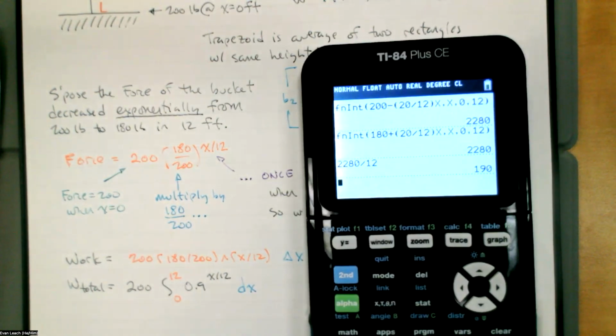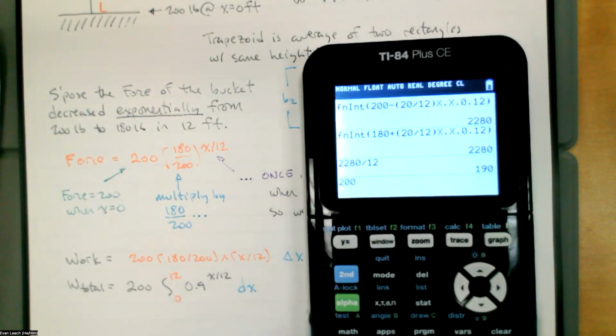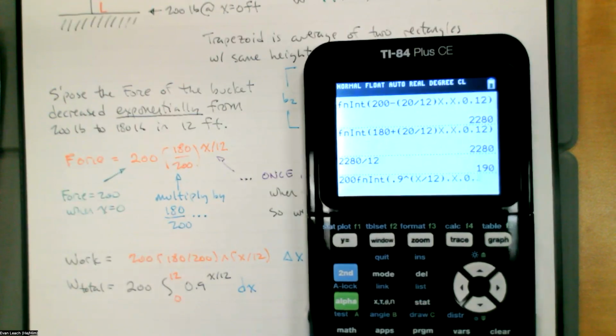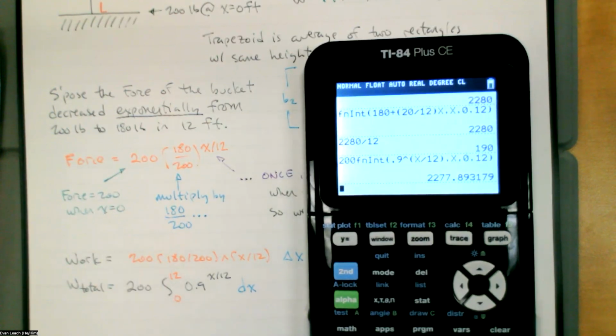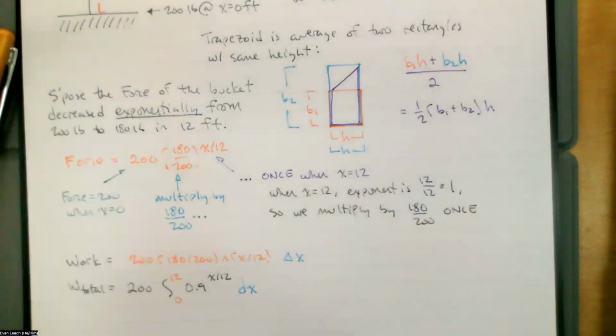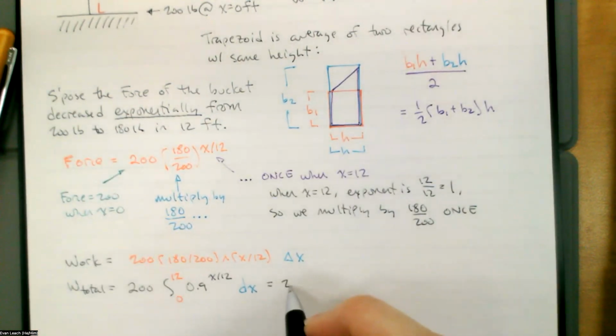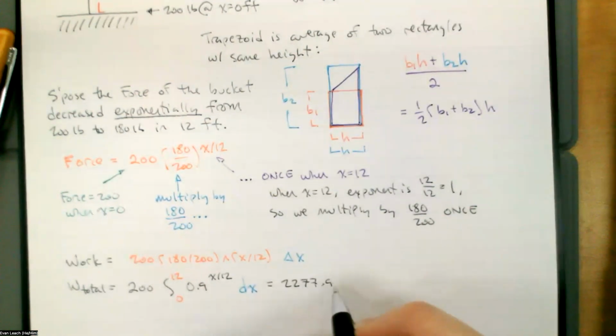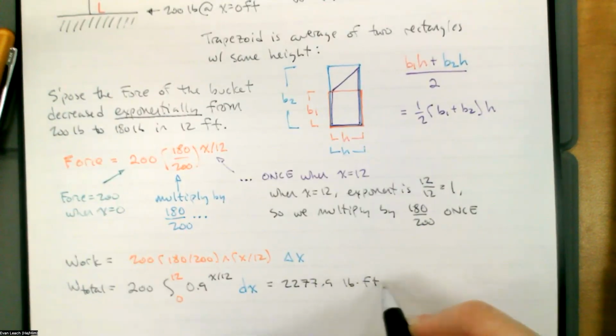Then we grab our calculating machine and we do 200 times the integral of 0.9 to the x over 12, with respect to x, from 0 to 12. We get 2277.89. So 5 significant figures would be 2277.9 pound-feet.